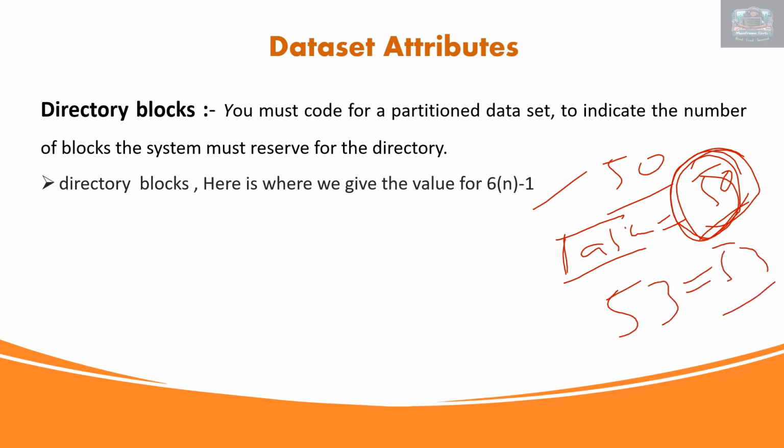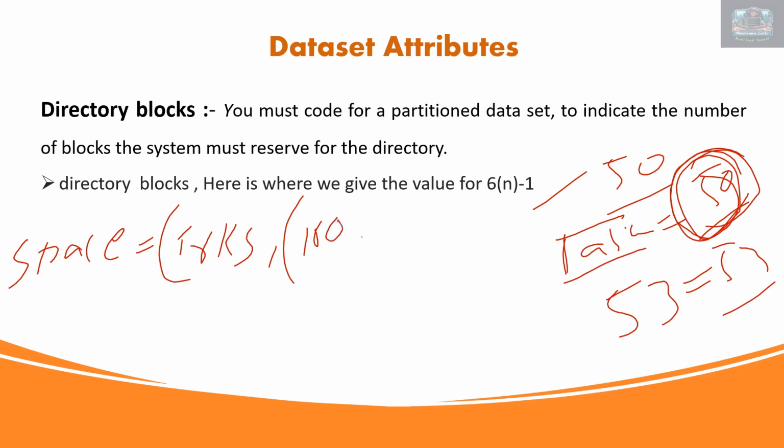So it depends on the requirement, like how you give the space equals the space unit. You say I need it in tracks, and the primary quantity is 100 and secondary is 50, and I need directory blocks as 9.